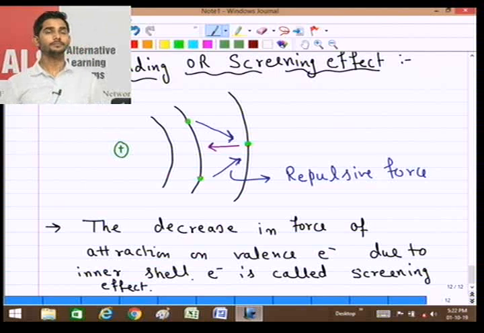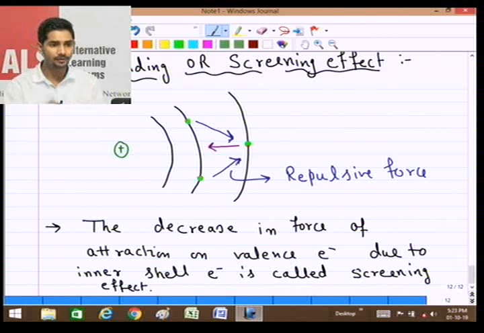Okay, and after considering the screening effect, the net attractive force felt by the outermost electron is known as what? Effective nuclear charge. Okay, see, finally the outermost electron is still feeling attractive force. There is some reduction in the attractive force due to the inner electrons. So the final attractive force which is experienced by the outermost electron is known as what? Effective nuclear charge.